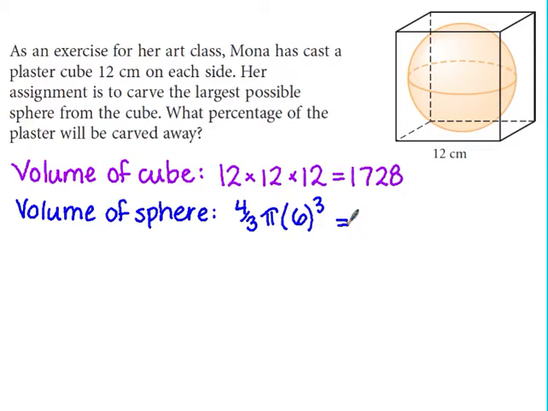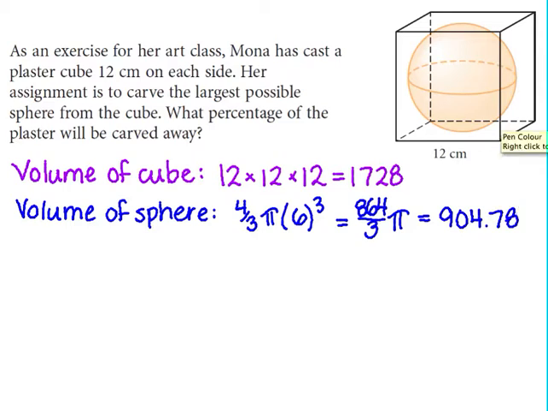So now, what is 4/3 pi times 6 cubed going to be? 864 over 3 pi. In this case, we're going to need to give that a decimal approximation, because otherwise we're not going to be able to figure out the percentage. What do you end up getting? 904.77, let's round it up to 904.78. So that's the volume of the sphere.